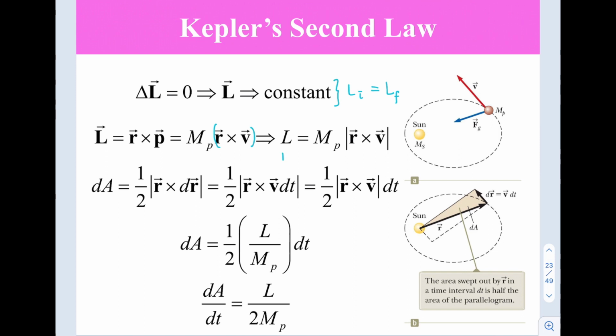If we are considering R, magnitude R cross V is equivalent to L over the mass of the planet. So substitute it here. Then we can rearrange this equation into dA over dt is equivalent to L over 2mp. L is the angular momentum, mp is the mass of the planet.